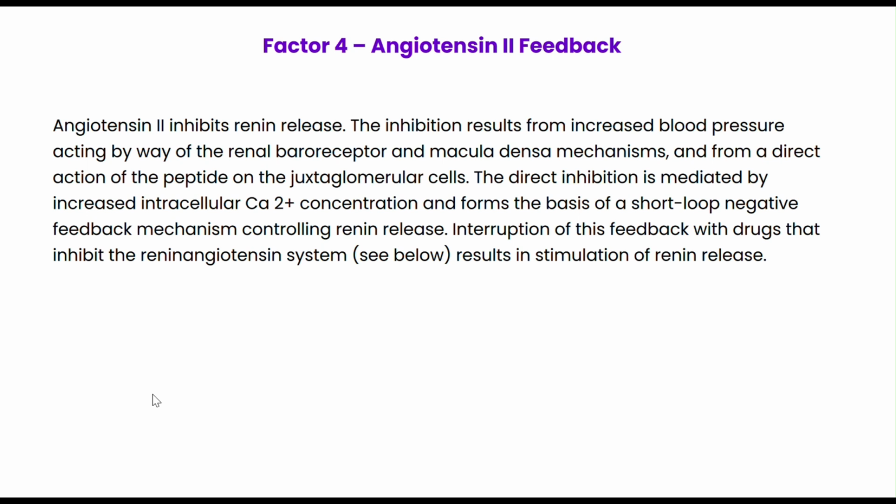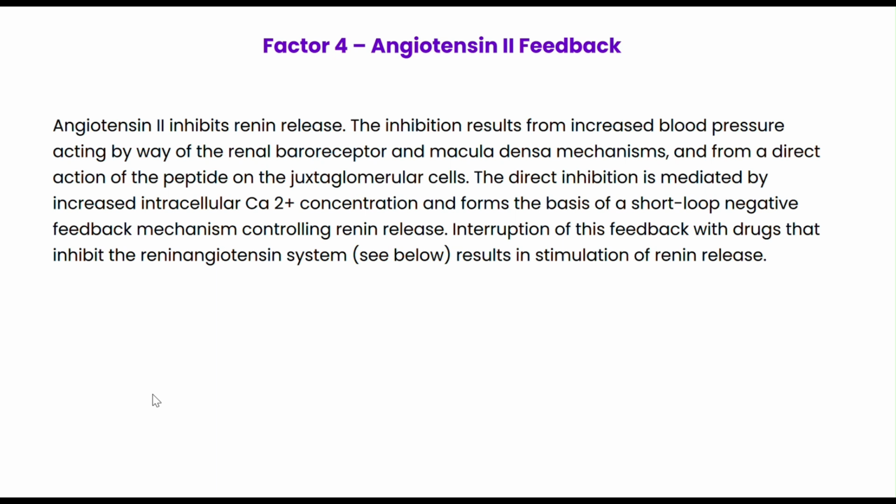Now, the fourth factor is angiotensin 2 feedback. Angiotensin 2 provides a negative feedback loop to regulate renin release. When angiotensin 2 levels are too high, it tells the kidney to reduce renin secretion. It does this in two ways: by raising blood pressure, which is sensed by renal baroreceptors, and by directly acting on juxtaglomerular cells through an increase in intracellular calcium, which actually inhibits renin release.